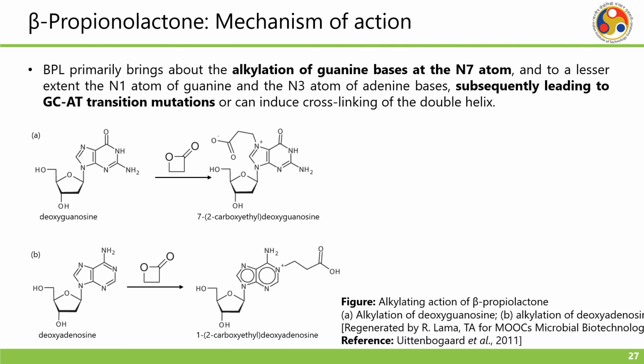BPL primarily brings about alkylation of guanine bases at the N7 atom and to a lesser extent the N1 atom of guanine and N3 atom of adenine bases, subsequently leading to GC to AT transition mutations or can cause cross-linking of the double helix. And you can see here in this picture the alkylating actions of BPL. In figure A you can see the alkylation of deoxyguanosine. In B you can see the alkylation of deoxyadenosine.